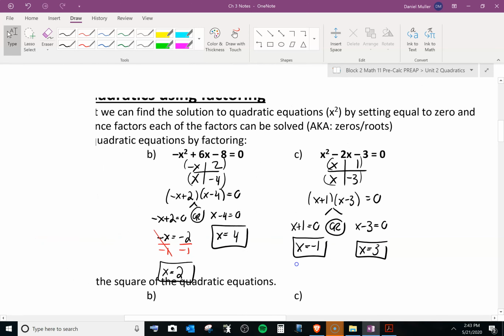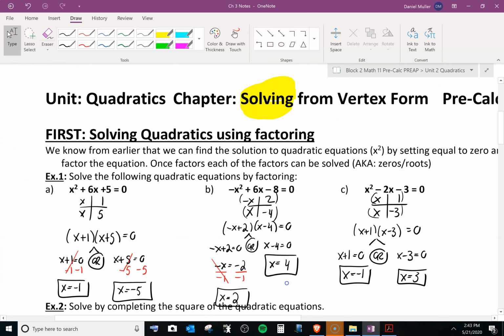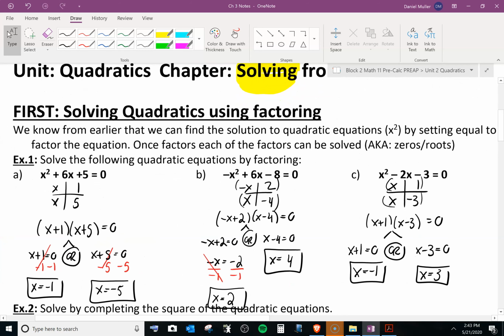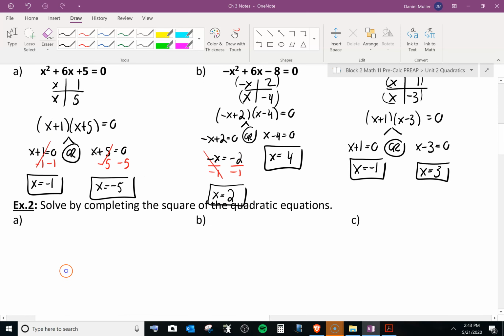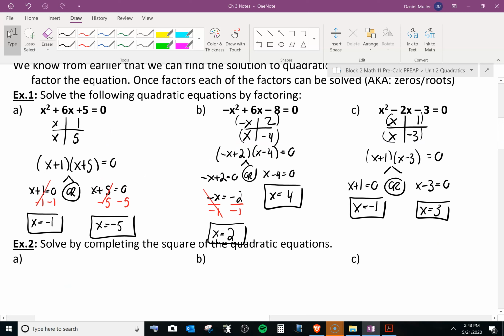So that was just a review. It's good to have that in. That's how we did it last time. And then we're going to do the exact same questions. We're going to do them again, but we're going to do them a different way. And we're going to make sure that we get the exact same thing. So we'll do that in the next video.